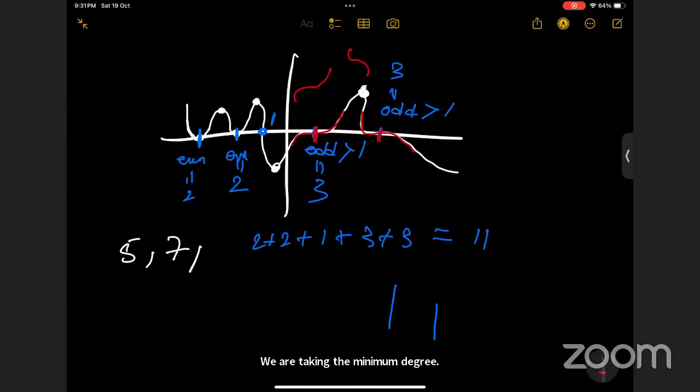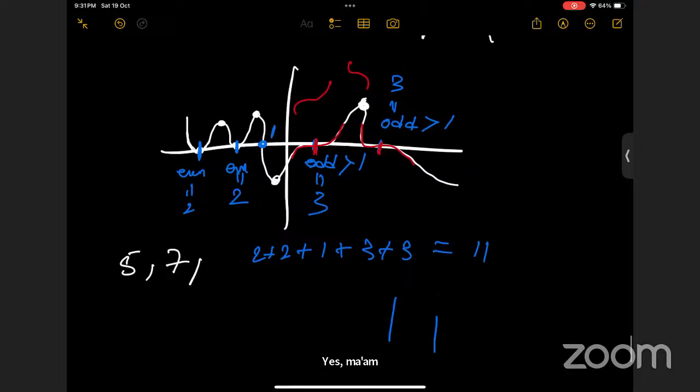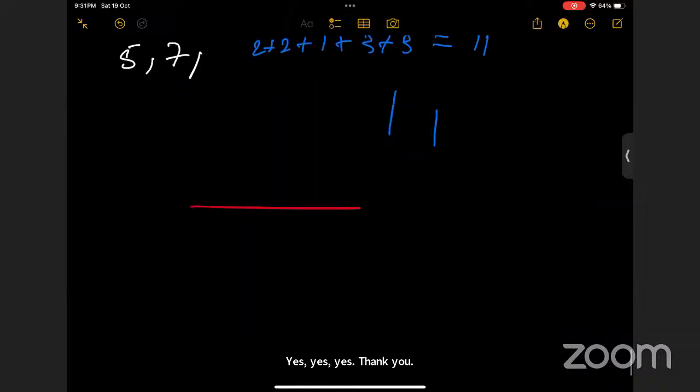Yes, ma'am. The third one, it's almost linear, right? Yeah, this is linear. So it is 1, because it has just cut the x-axis. There is no turning at that point. Okay, so let us work with another. The minimum degree is 3 now.